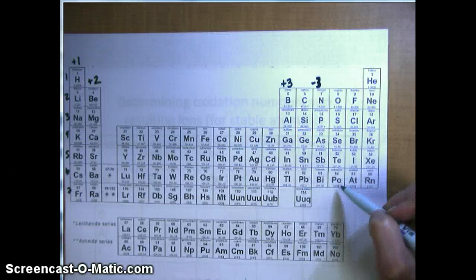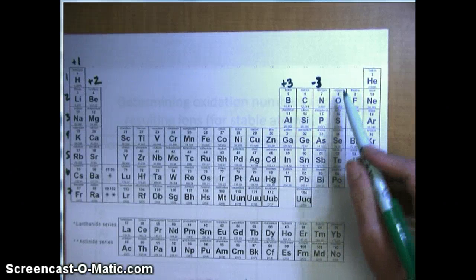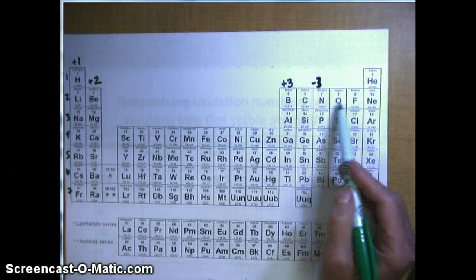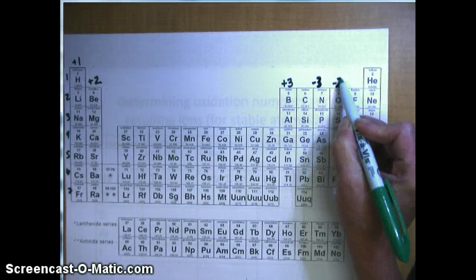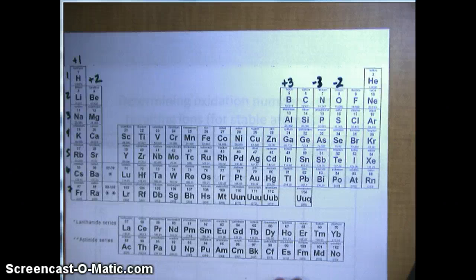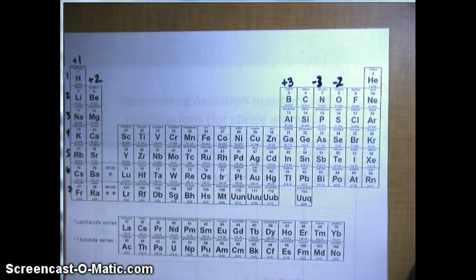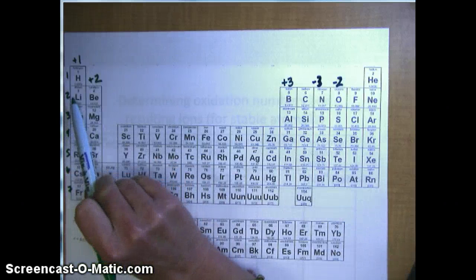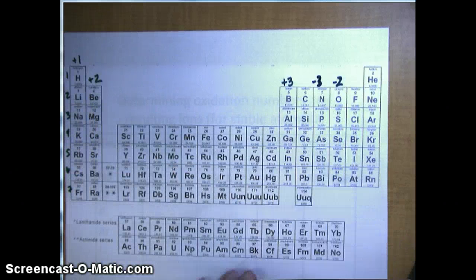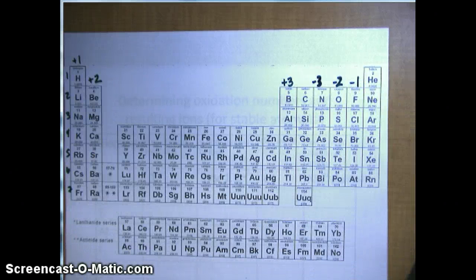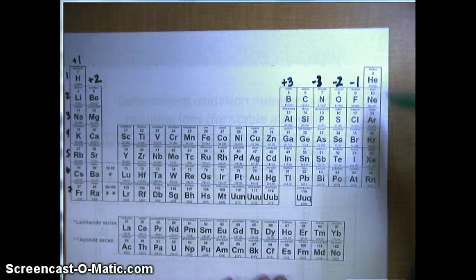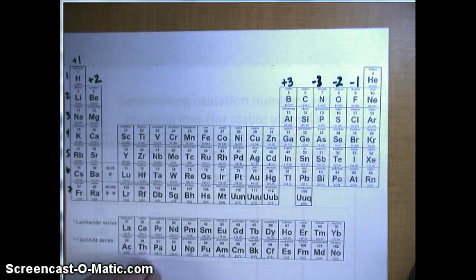Oxygen, or the chalcogen group, has 6 valence electrons. It wants 8. It's going to gain 2 negatives to have an oxidation number of negative 2 and therefore have an octet. The halogen group is going to have 7 valence electrons. It wants 8. So it's going to gain 1 and have a negative 1 charge or oxidation number as a result. Noble gases are happy because they have full valence shells, octets.